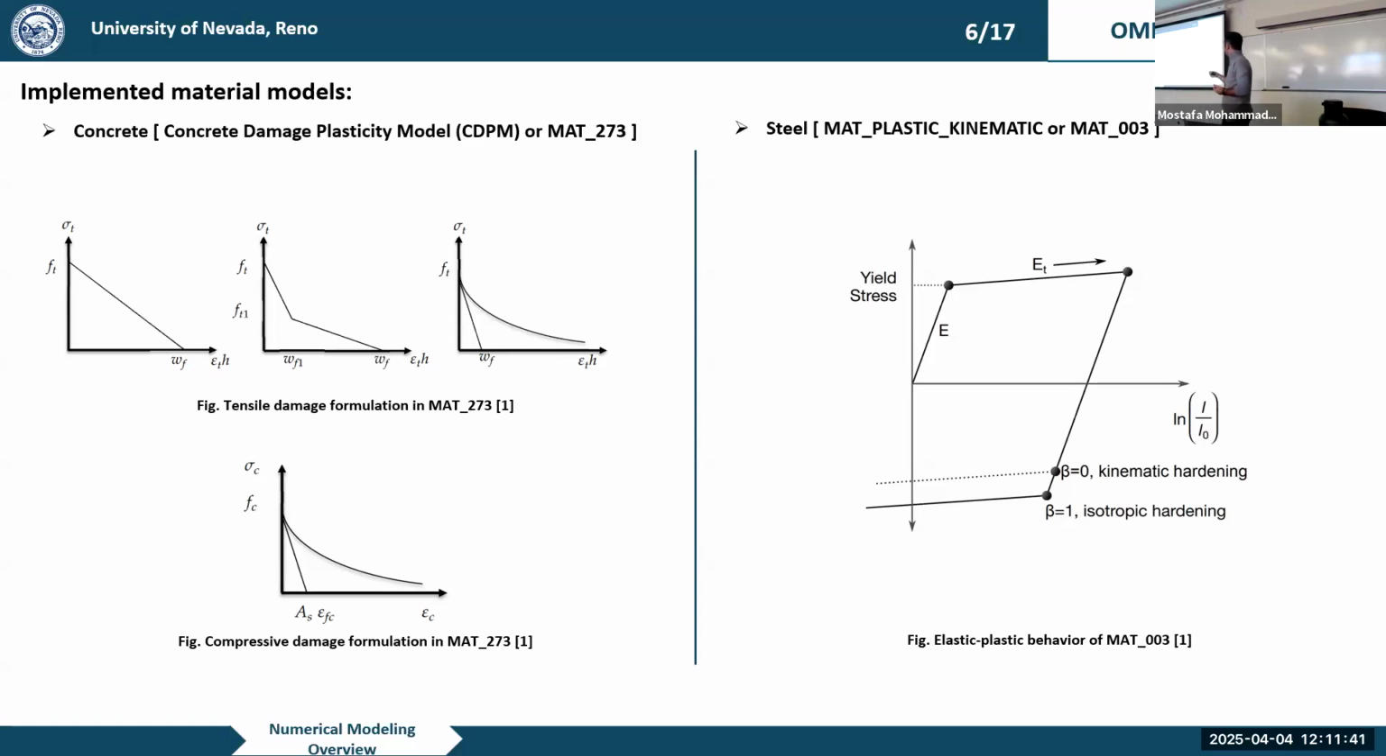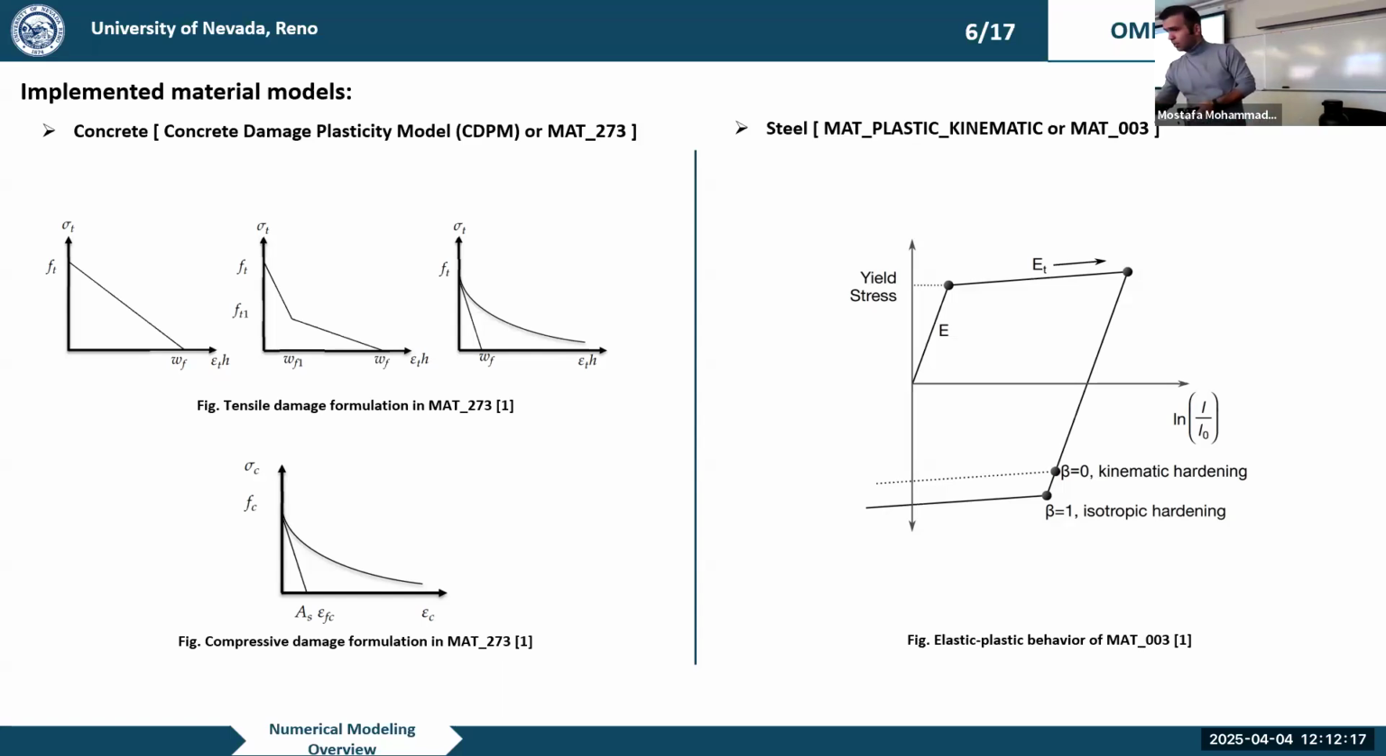For the steel part, we are using Mat Plastic Kinematic, or MAT 003, which is a very common method of simulating steel rebars in cyclic loading in different software like OpenSees. They have the same implementation, and it is kind of elastic, perfectly plastic, as we have seen. And we can do it with kinematic hardening or isotropic hardening, which is a little more complicated and more exact in simulating the rebars.